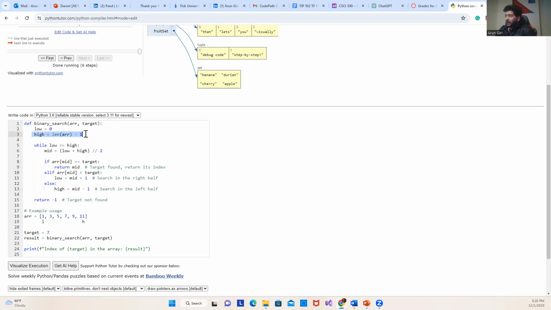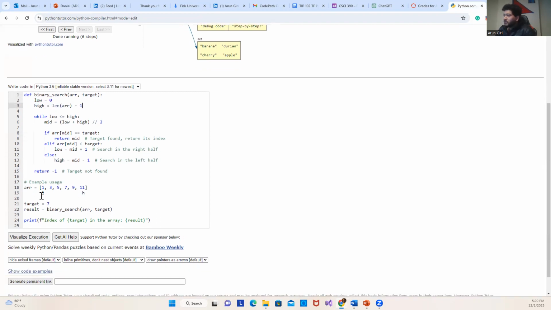And high starts with the rightmost number. So if you can see here, this basically means my low, which is represented by L, is on the leftmost part, and my high, which is represented by the rightmost part, is here, right? And my code works until and unless my low is less than high, right? So this is the important condition here.